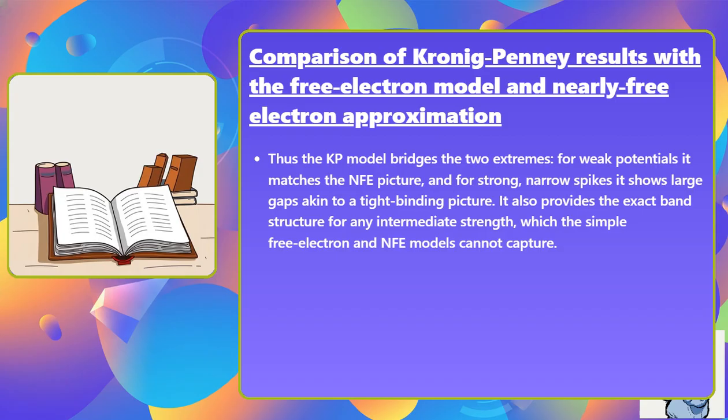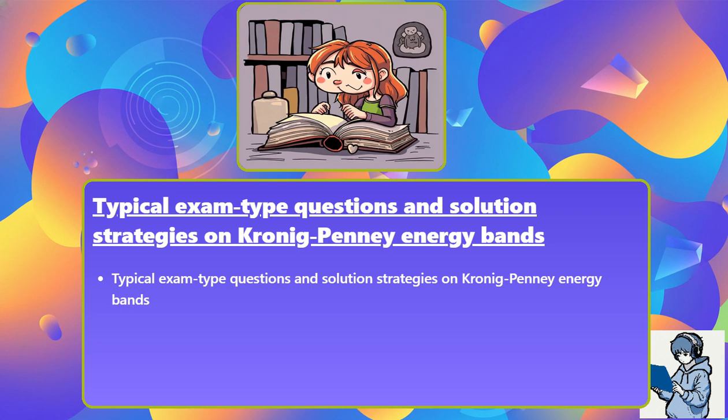For weak potentials it matches the nearly free electron picture, and for strong narrow spikes it shows large gaps akin to a tight binding picture. It also provides the exact band structure for any intermediate strength, which the simple free electron and nearly free electron models cannot capture. Typical exam-type questions and solution strategies on Kronig-Penney energy bands.